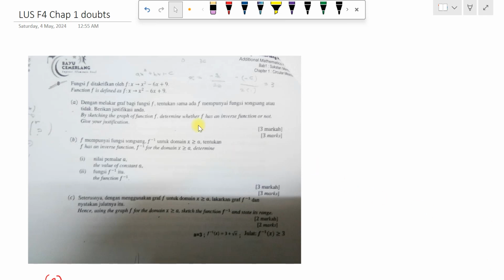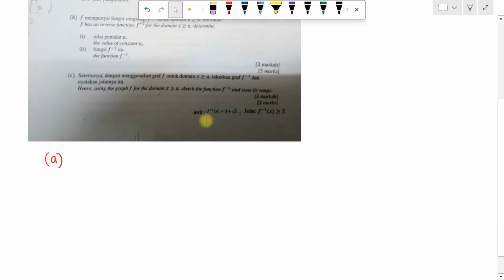Okay, the first question, 8. It is given a function f(x) = x squared minus 6x plus 9. By sketching the graph of function f, determine whether f has an inverse function or not. Give your justification. So this is a quadratic graph.